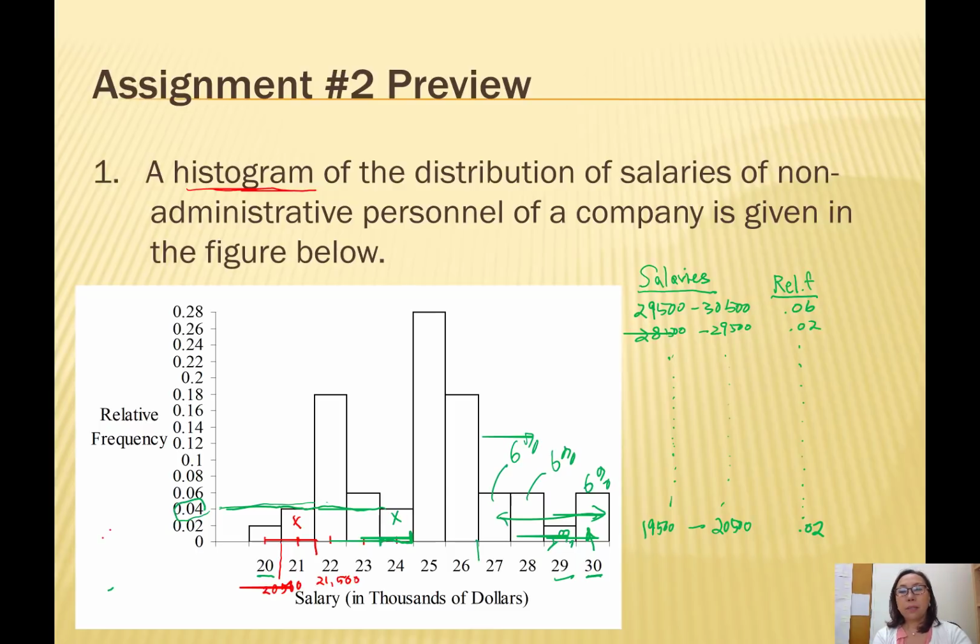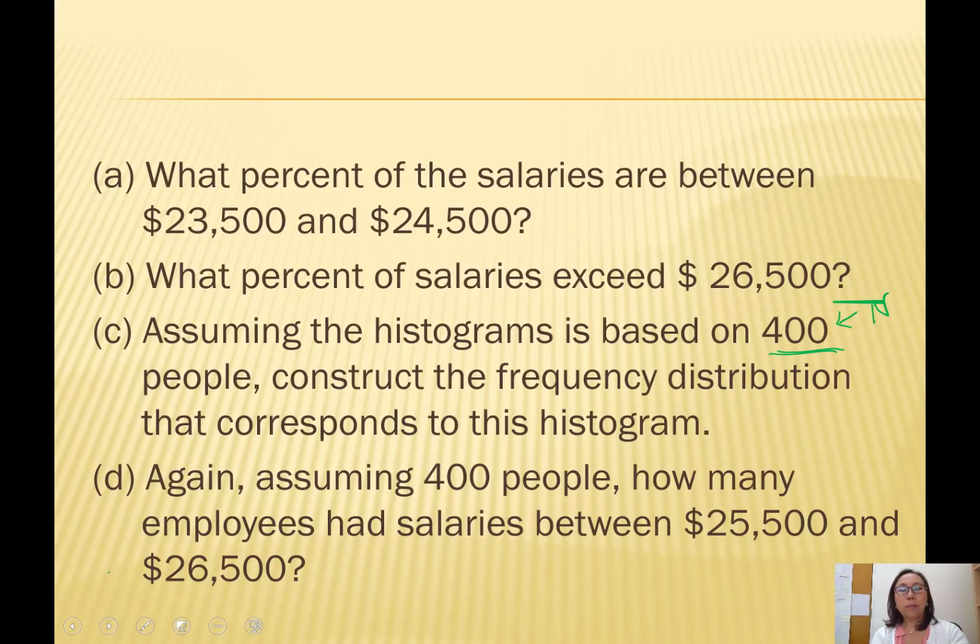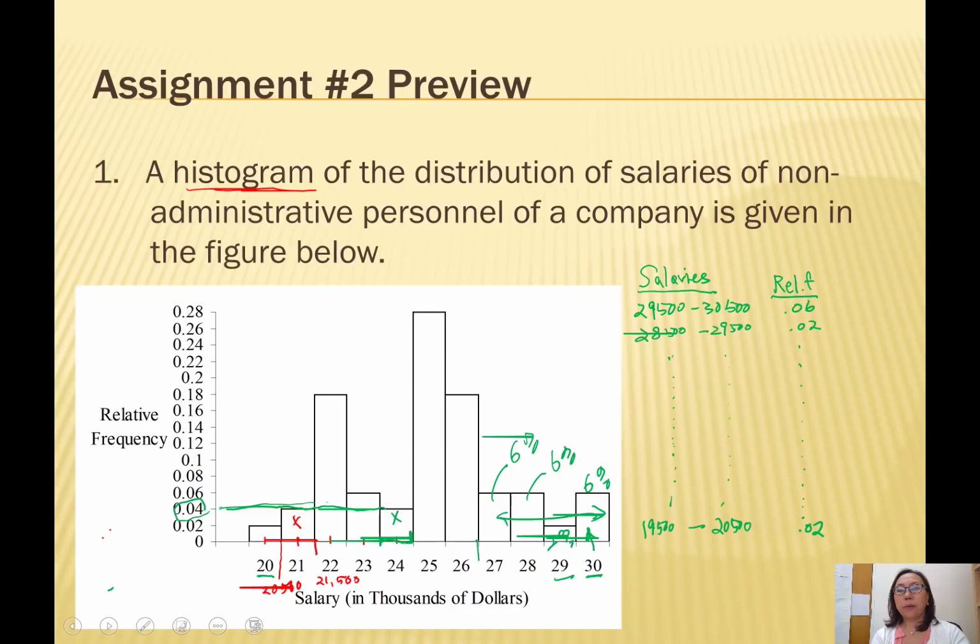Okay? But the question is asking how many people, right? Assuming the histogram is based on 400 people, construct a frequency distribution that corresponds to this histogram. So we want to be able to figure out, based on this, how many people would fall under each interval if you had a total of 400 people. Right? So we're going to calculate the frequencies. So the frequencies all have to add up to n of 400, because that's what's given.